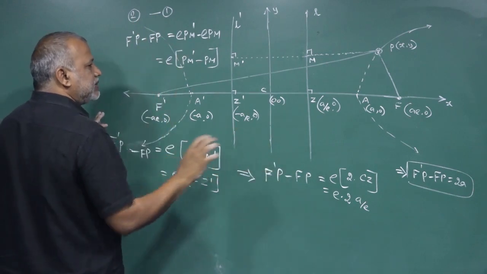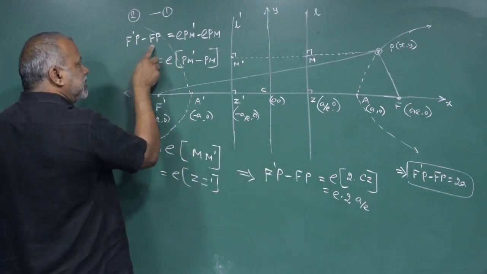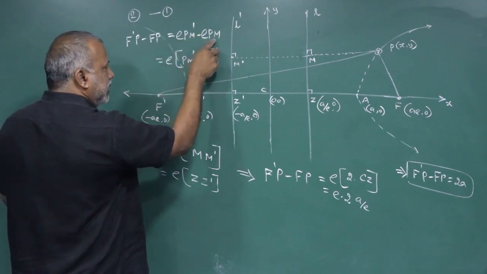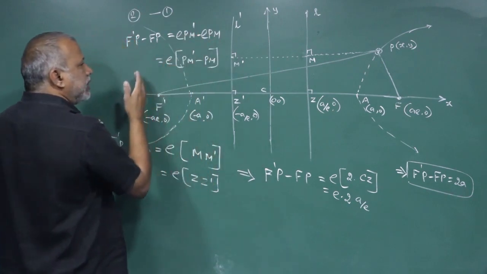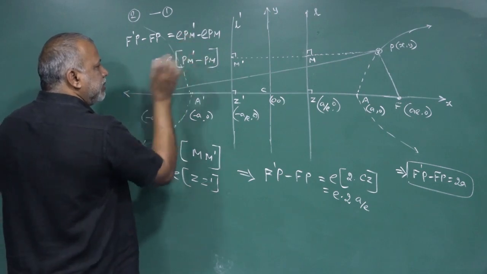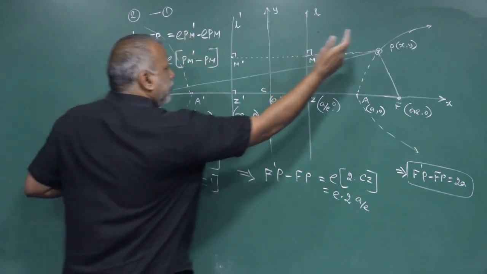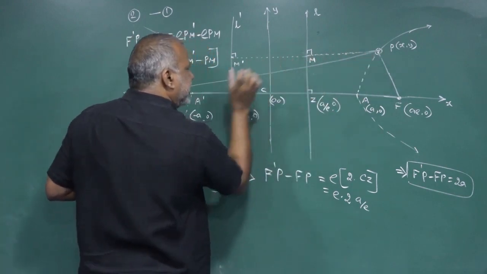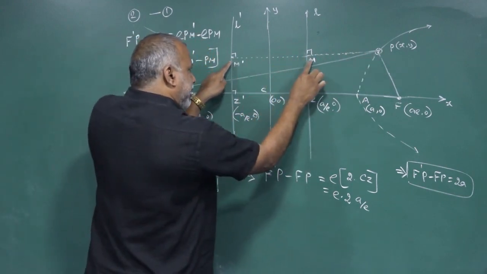We already worked with equation number 1 and 2. Then F dash P minus FP equals E times PM dash, sorry, PM dash, then E times PM. So take out E as a common. Here PM dash minus PM. See the diagram. PM dash minus PM, remove this distance PM, we can get MM dash.